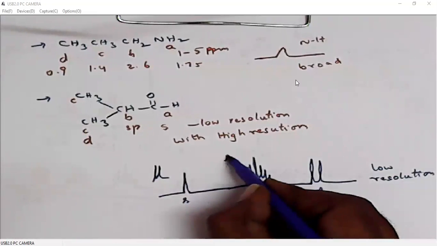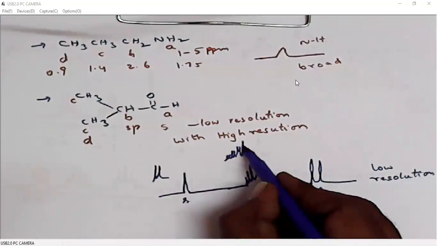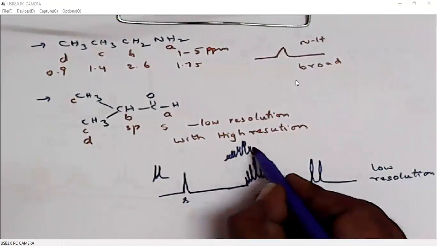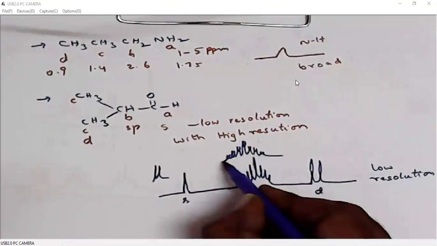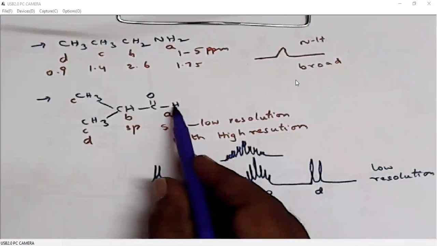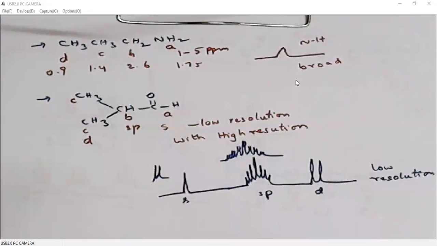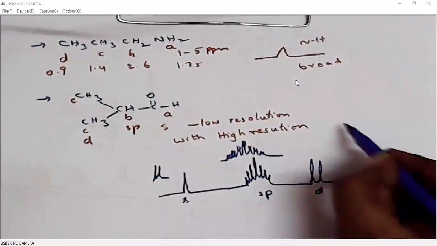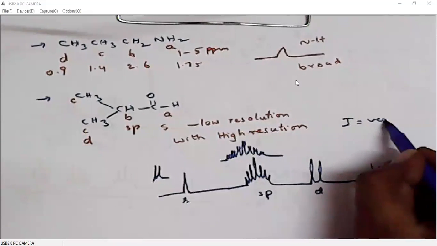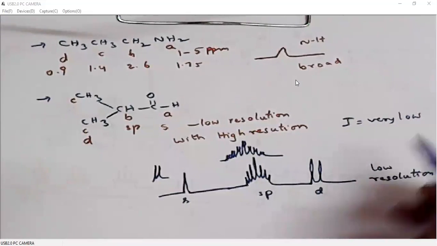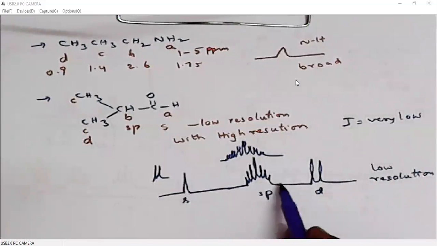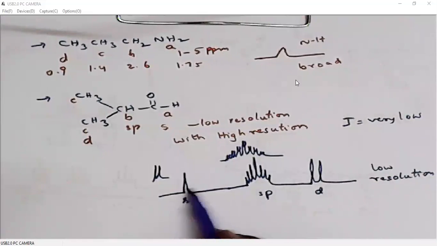That means each and every peak will appear as a doublet, because there is a coupling between the aldehyde proton and the proton on the alpha carbon. But here the coupling constant J value is very, very low. So that is why in a normal low resolution instrument we don't observe this coupling.